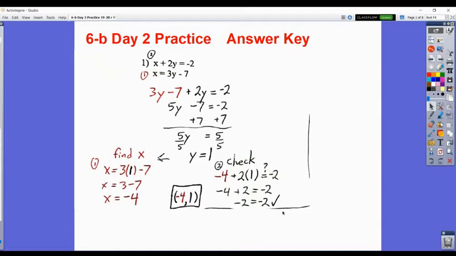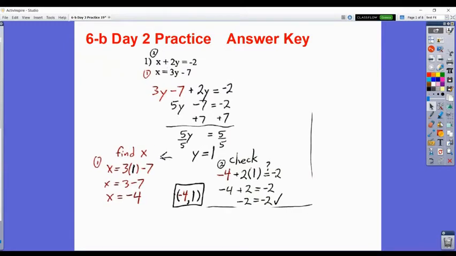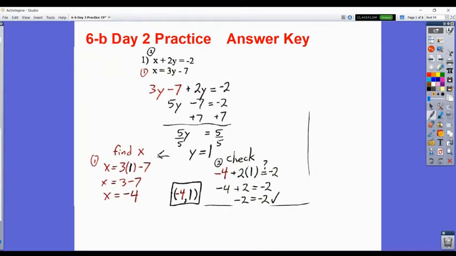So problem number one, a little bit different here, substituting in x instead of y. Most of the problems we had before had y by itself, but in this one, there's x by itself right there, and we're going to substitute that into the first equation. So this 3y minus 7, we substitute into the first equation because it's the same as x.